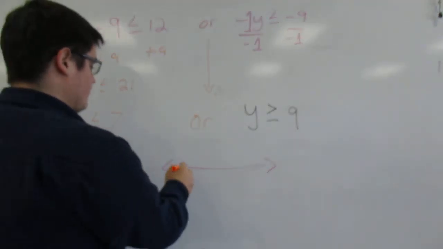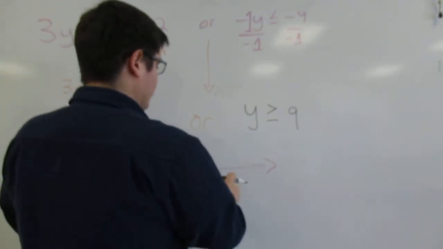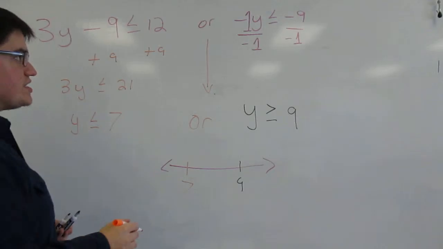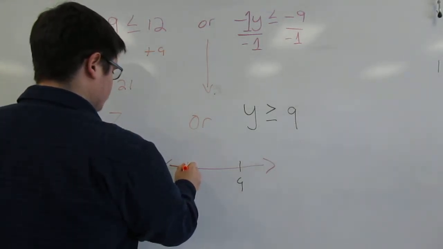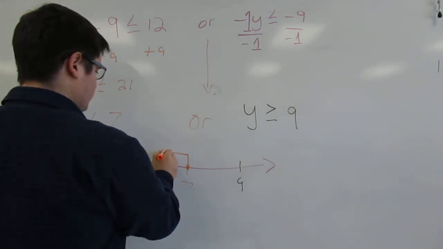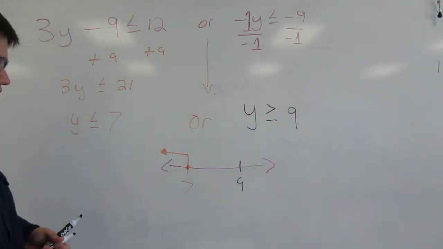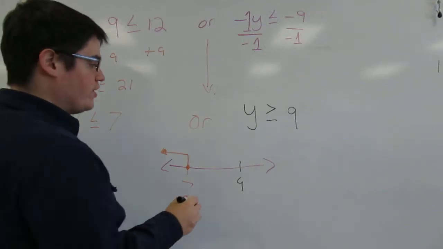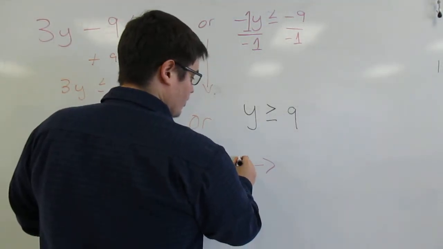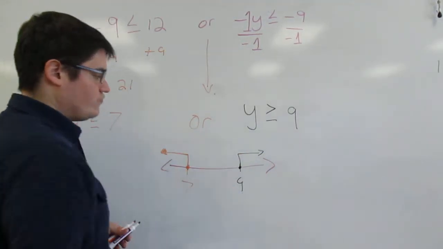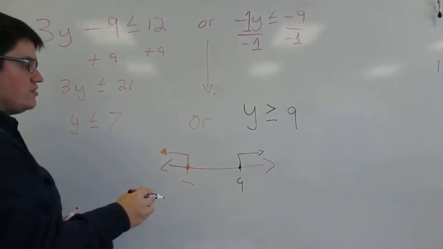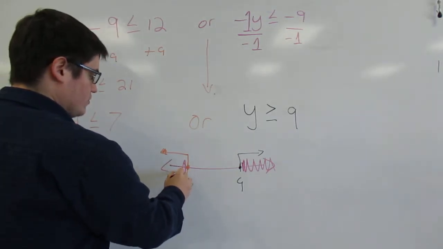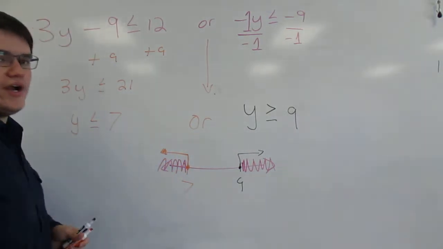Okay, so we have 7, we have 9. Y has to be less than or equal to 7, so all those numbers over there, or y has to be greater than or equal to 9, so all the numbers that are greater than 9. So our answer are the numbers over here, or the numbers over here.